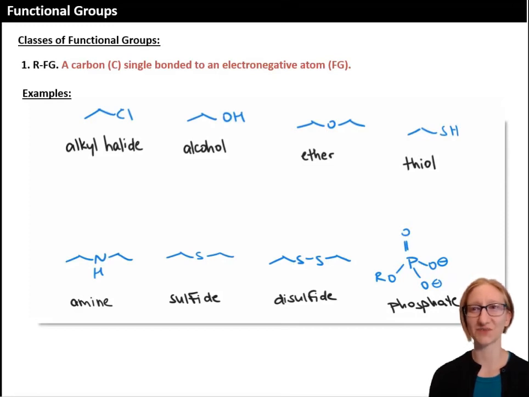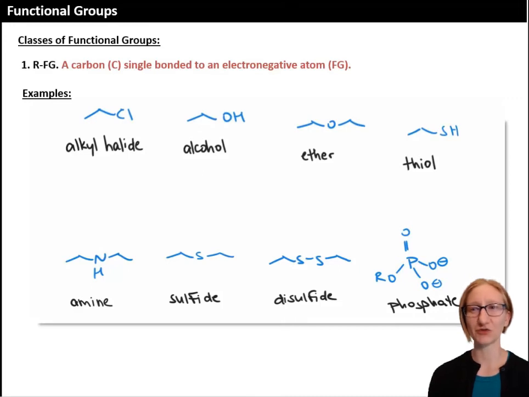And finally, the last one here is a phosphate, which has a phosphorus as the central atom, which is then doubly bonded to an oxygen and singly bonded to 3 other oxygen atoms. One that's an alkoxy group, and 2 that are anionic or negatively charged oxygens. So for our functional groups here, the phosphate is pretty unique because it's our only charged functional group on this slide. The others are all neutral.